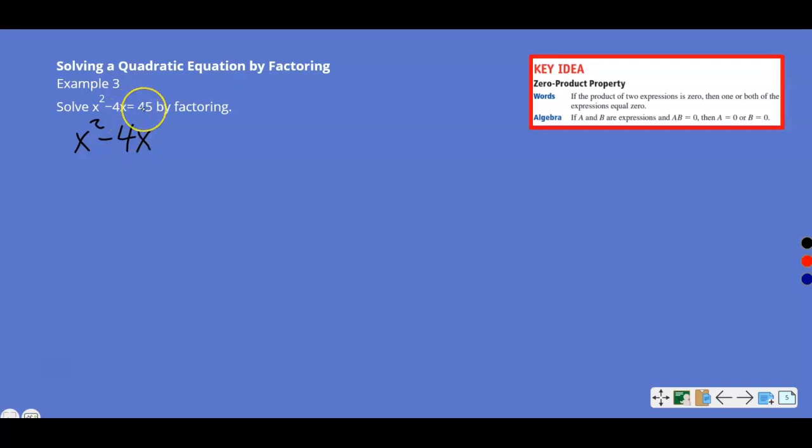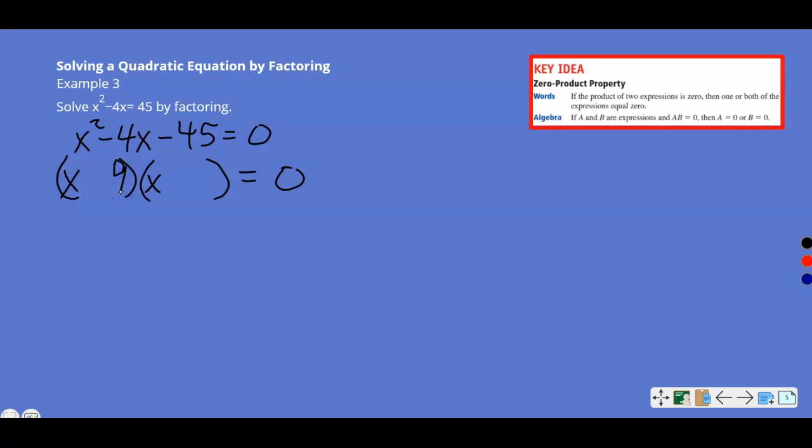So this says equals 45, so I'm going to say minus 45 equals 0. The first thing you need to do is set it equal to 0. It tells us to solve by factoring, so we know we're going to go to factoring. And x times x equals x squared. What multiplies to give us 45 and adds to give us negative 4? All right, so think 45, 9 and 5 comes to mind, and they are 4 apart.